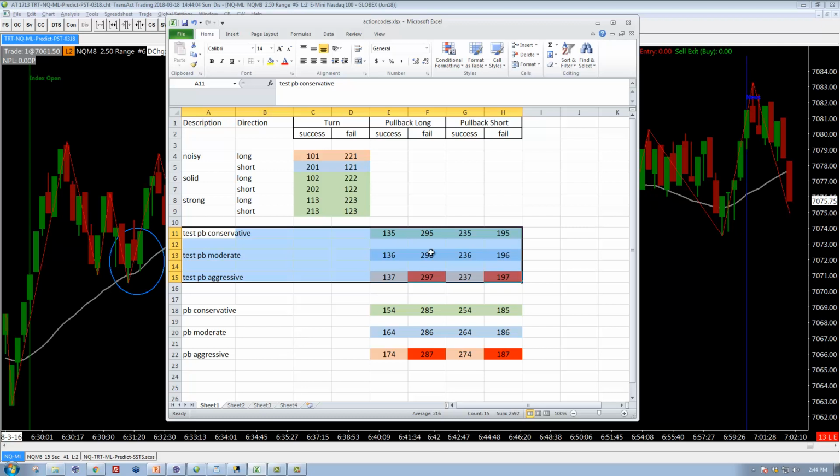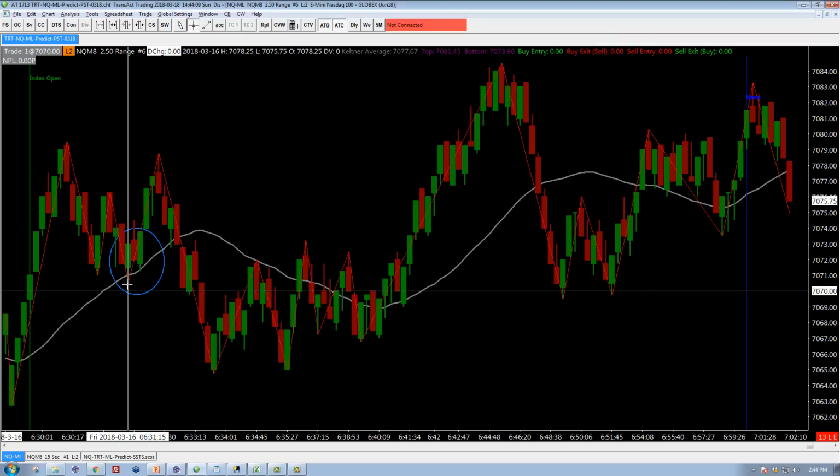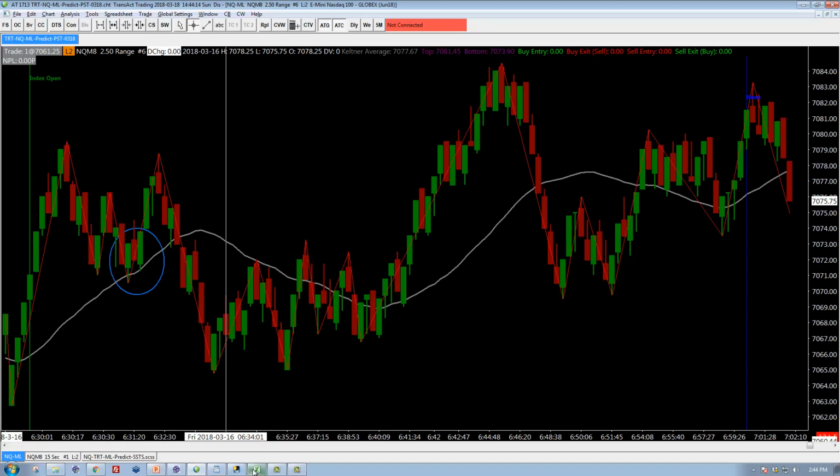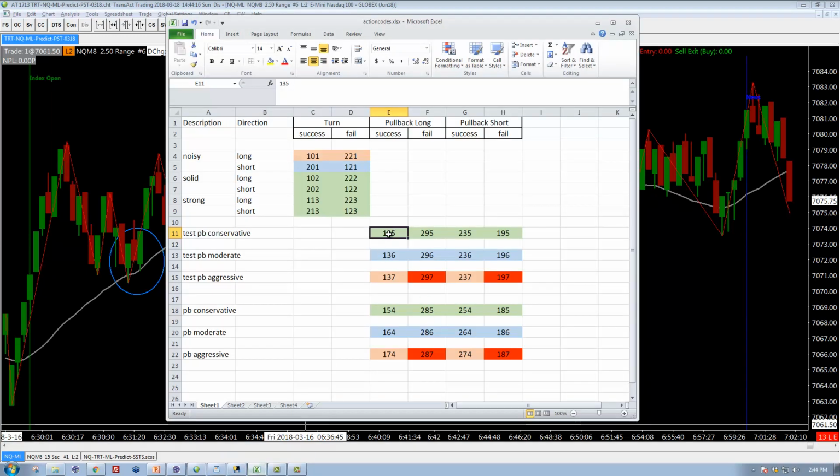All right, and those have different codes, and that's what these codes are. 135 for a conservative, a deep pullback, like this pullback here. That's a conservative pullback. You pulled back pretty deep. And if the prediction is that pullback will succeed and you should get long, 135 is the code that comes back from the server, the machine learning server. If the prediction is that no, that's going to fail, you need to get short, it will be 295, starting with a 2. And the same thing for the short.